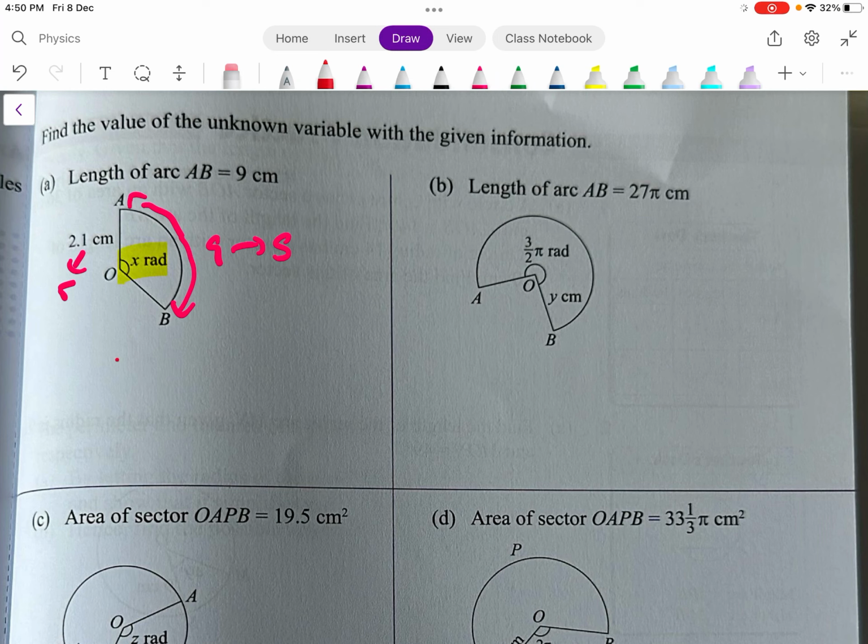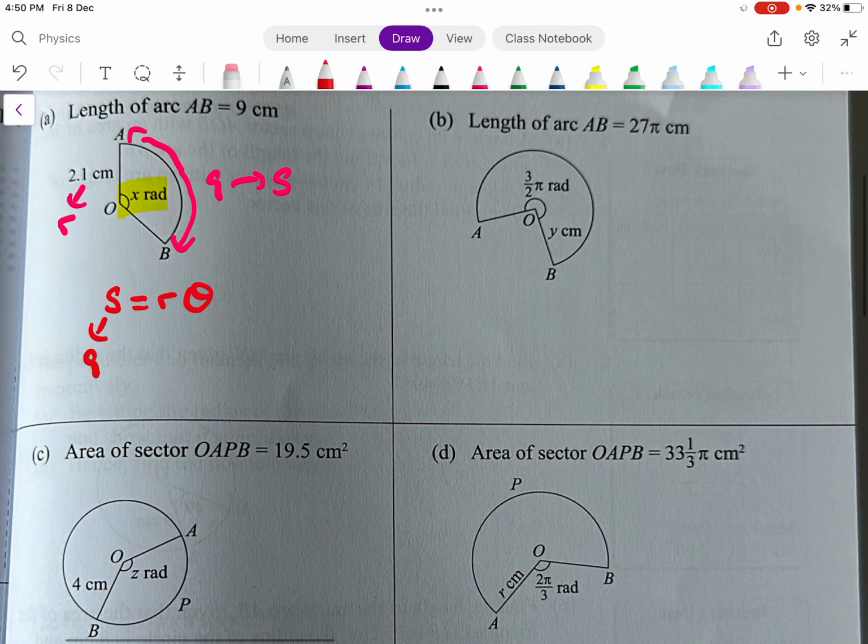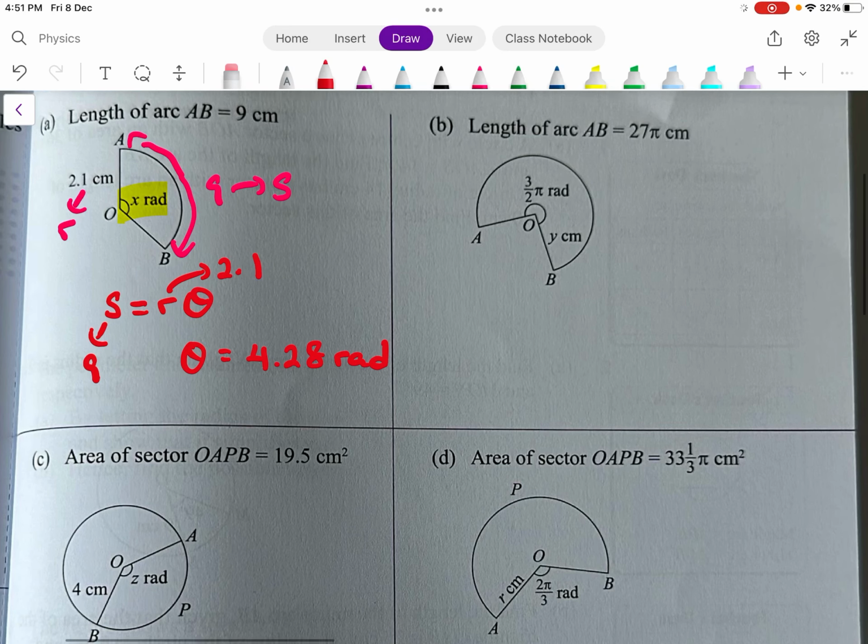So S equal to R theta. We are given S, and we are given the radius 2.1. So how do I find theta? You just use the calculator. S, which is 9, divided by 2.1. I will get something like 4.28 radian. That is how you do part A. So that is the first example.